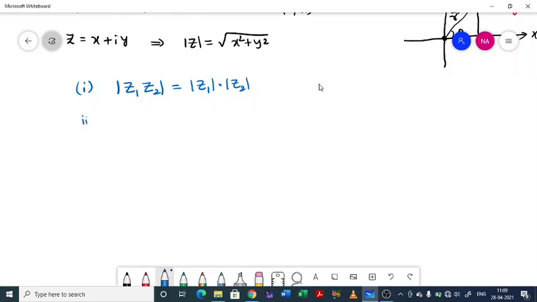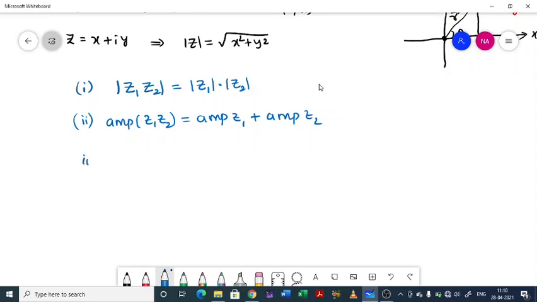So second important point you have to remember, amplitude of z1 and z2 is equal to amplitude of z1 plus amplitude of z2. So amplitude of the product is equal to sum of the amplitudes. So that you have to remember.